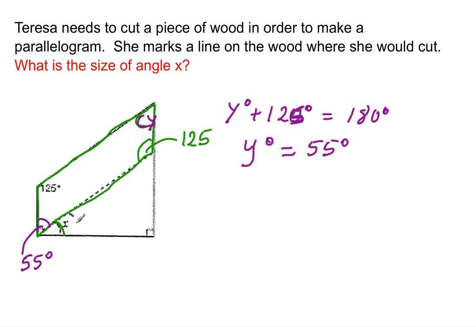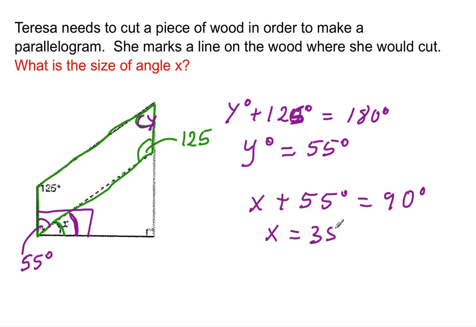However, you have to find angle X. And angle X is part of that square corner. So X plus 55 gives you 90 degrees. So how much is X? You find the difference, 35 degrees.